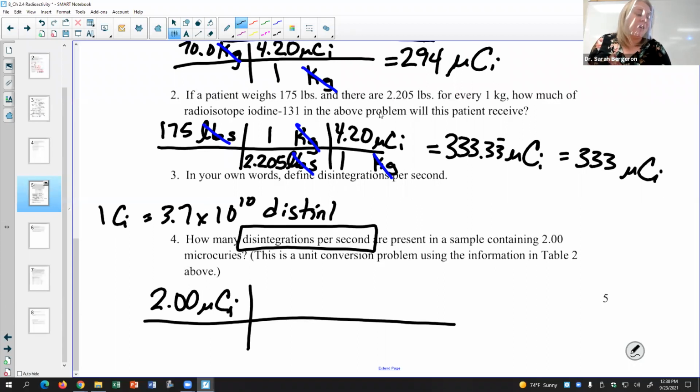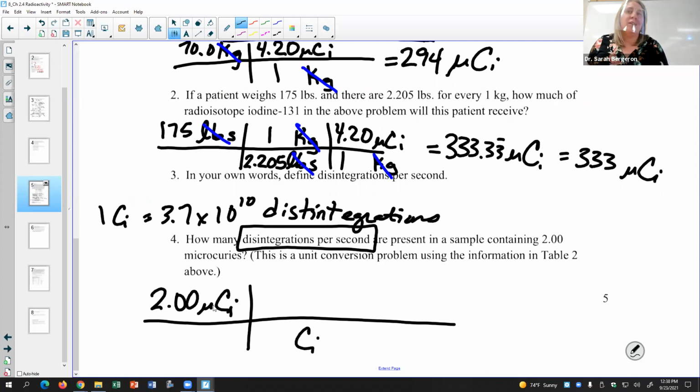See, even when the word's right there, no problem. Okay, so can I use this right away? Can I just put curies on the bottom?